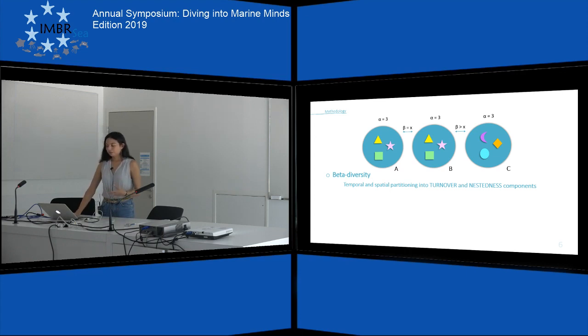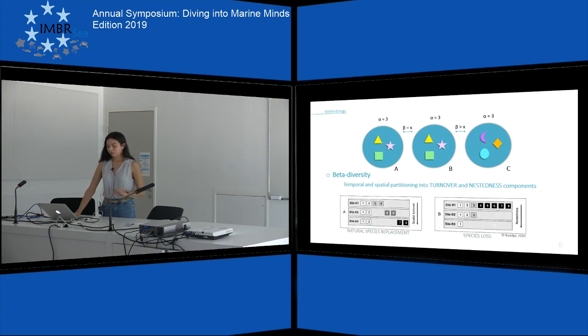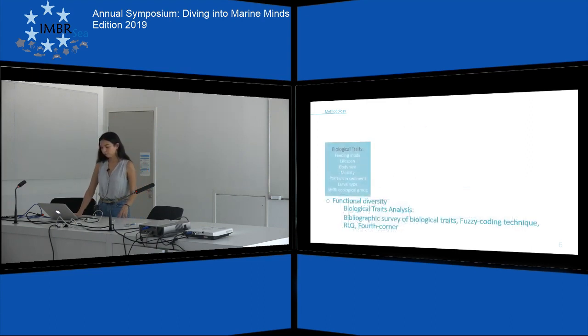And the beta diversity scores, which I obtained through Sorensen dissimilarity, can be partitioned into turnover and nestedness components. Turnover is basically defined as natural species replacement, and it's a phenomenon that's observed in undisturbed communities, where communities just gradually change over time or space. Whereas nestedness is defined as a phenomenon of species loss, where over time you have species that disappear from the community. And this is normally found in disturbed communities.